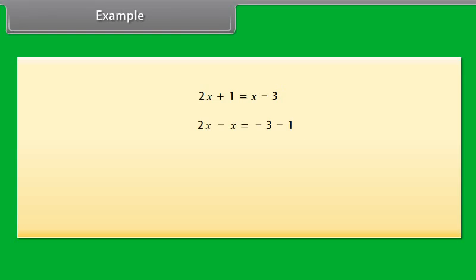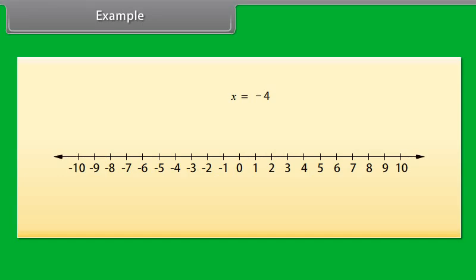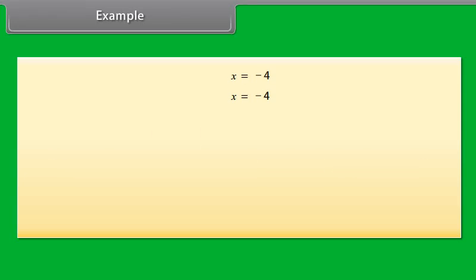In fact, every point on the x-axis is of the form (x, 0). So the equation of the x-axis is given by y is 0. Similarly, the equation of the y-axis is given by x is 0. Example. Let's now solve this equation and represent the solutions on the number line and on the Cartesian plane.